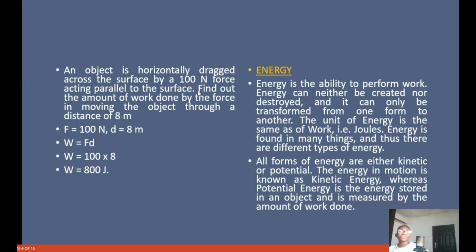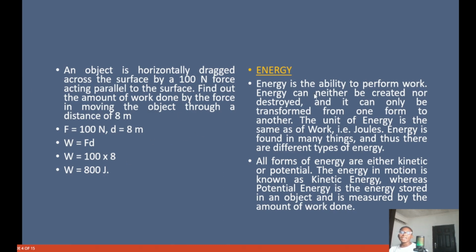An object is horizontally dragged across a surface by a 100 newton force acting parallel to the surface. Find the amount of work done by the force in moving the object through a distance of 8 meters. Very simple. We have our force, we have the distance moved. So that's 100 multiplied by 8, giving us 800 joules.